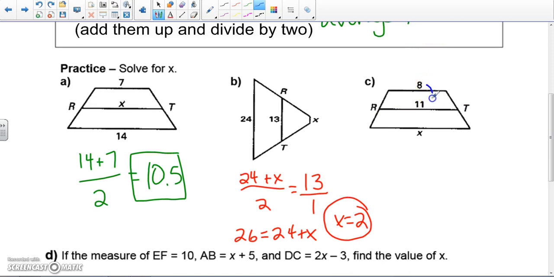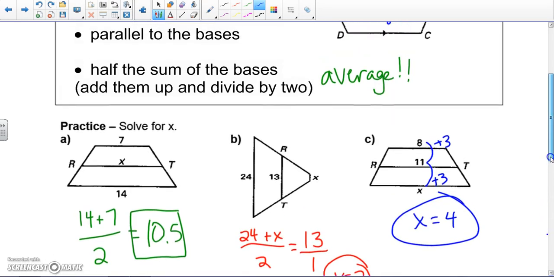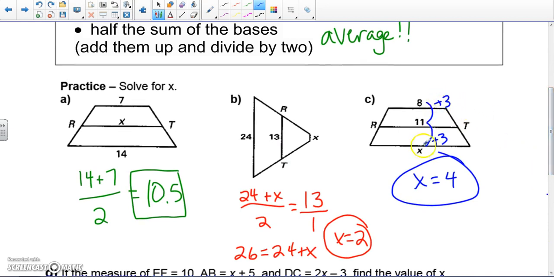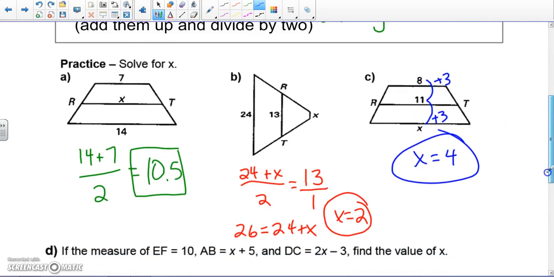So to go from 8 to 11, to go from basically the base to our midpoint, we're going plus 3. So it makes sense, since it's the midpoint, to go from 11 to our other base, we're just going to go plus 3 again. So that's a little easier way to do it. If you know the answer you can work backwards and use that same kind of pattern we did for our midpoint formula. All right, so mid-segment theorem, that mid-segment is the average of the length of the bases.